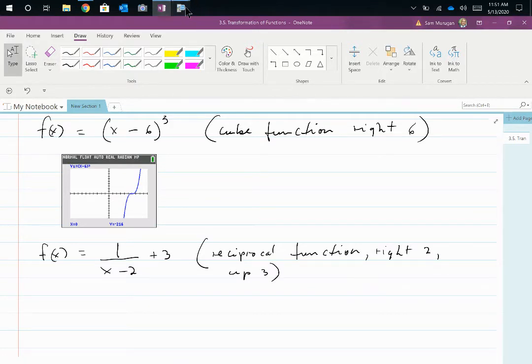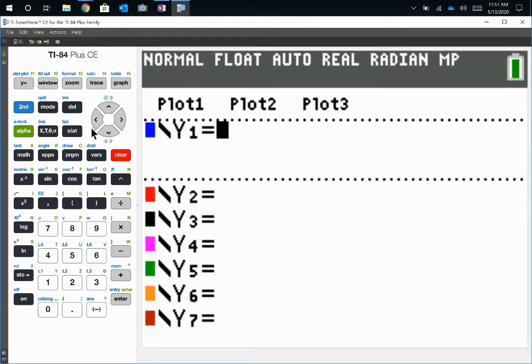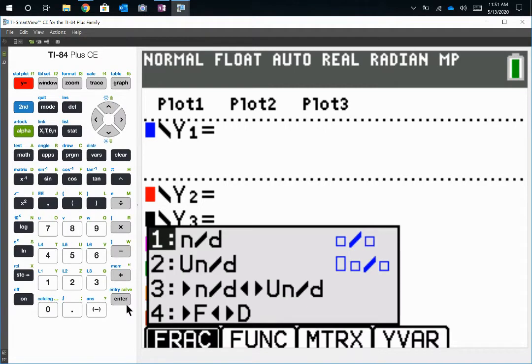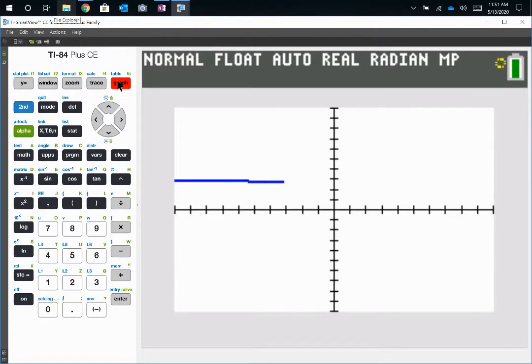So to graph that, be careful with this graph. You have a couple of choices here. You can use alpha and y equals and press number 1 to get the fraction bar, 1 over x minus 2 plus 3. Okay, so this would be one way to do it. This is the reciprocal function shifted 2 units to the right and up 3 places.